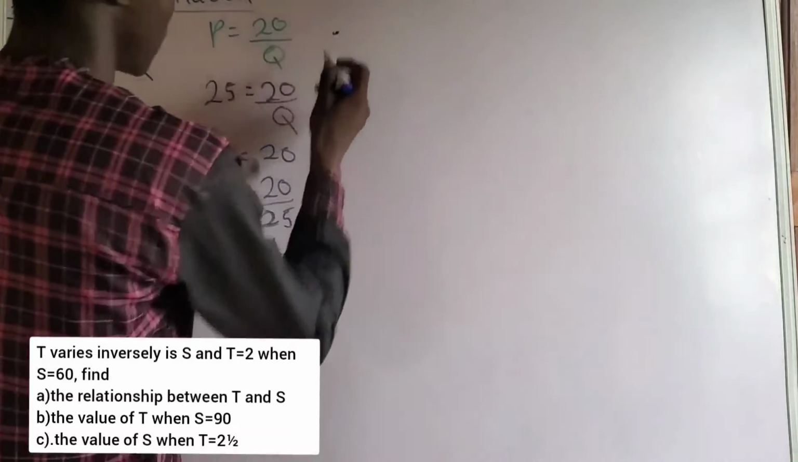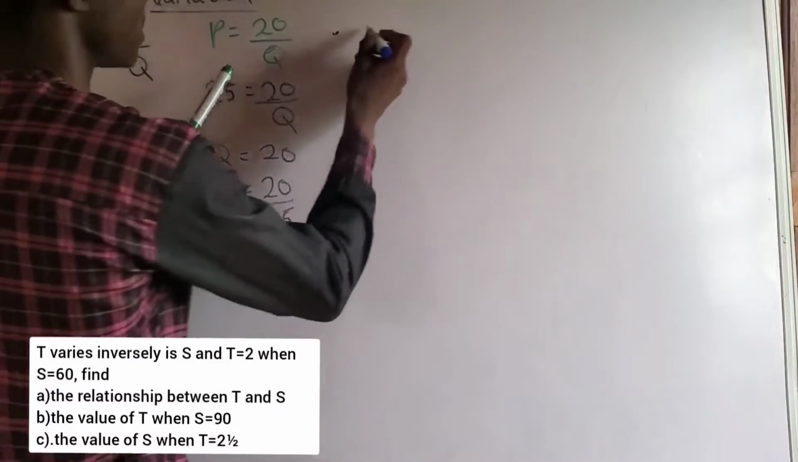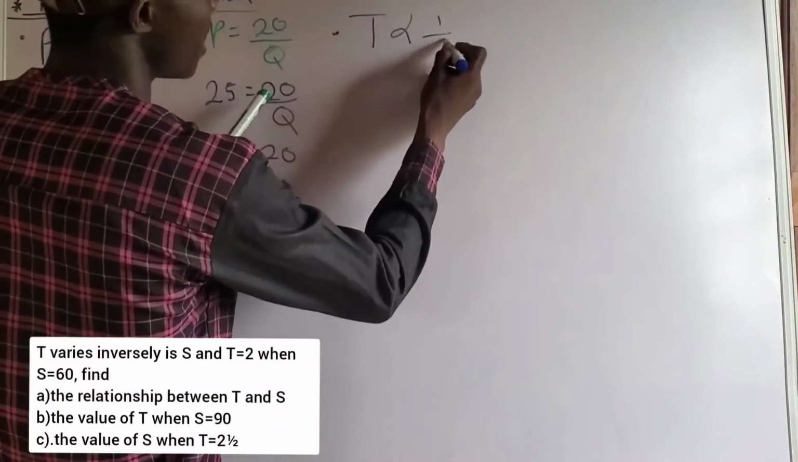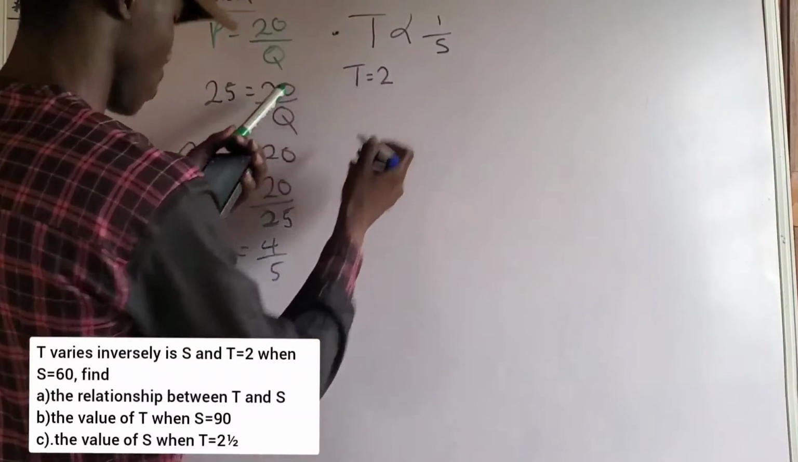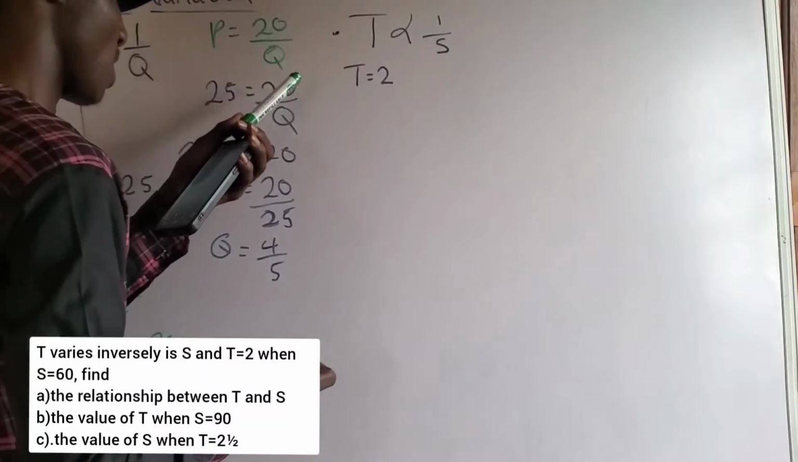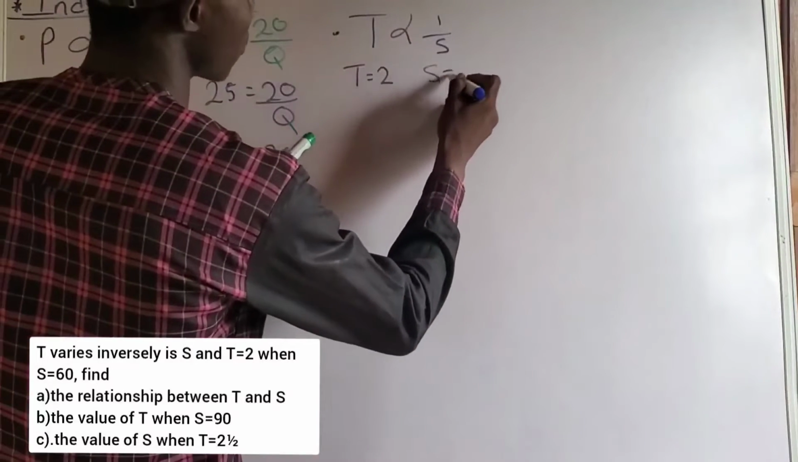Let's solve that question. T varies as 1 over S. T equals 2 when S is equal to 60.